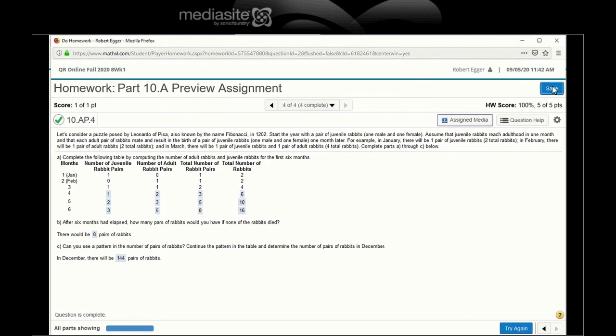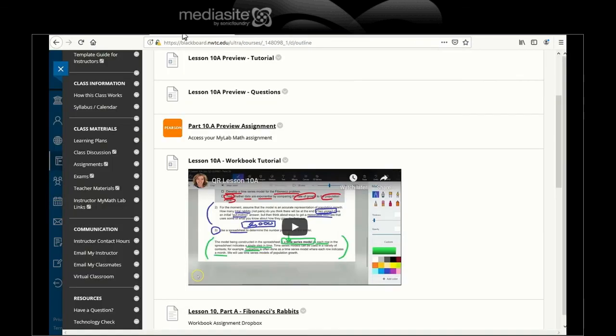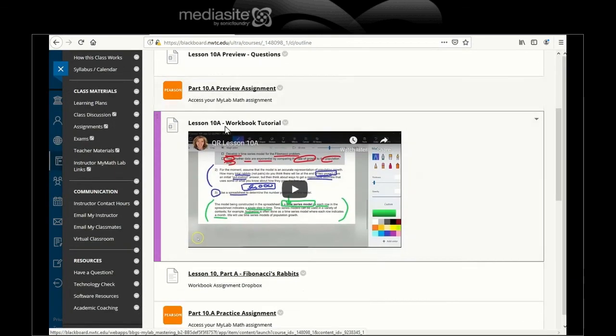Okay. Save. And that is the conclusion of Quantitative Reasoning Online, Lesson 10A, preview assignment, both the tutorial and the questions. So now go back and do the questions on your own. Maybe you're doing the side-by-side and split screen, I don't know. This is done now, so why don't you proceed and, of course, do them yourself, and then work with Stephanie on the workbook.